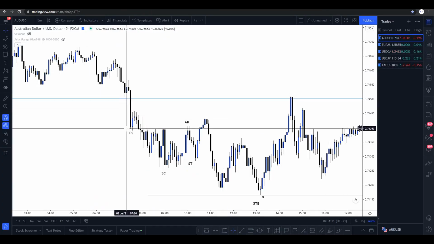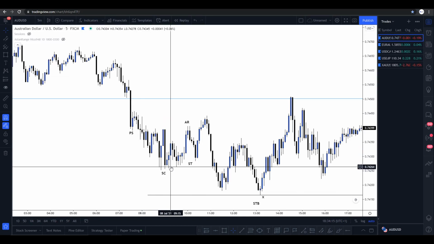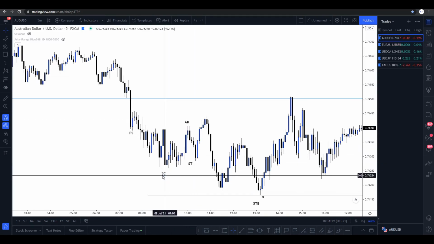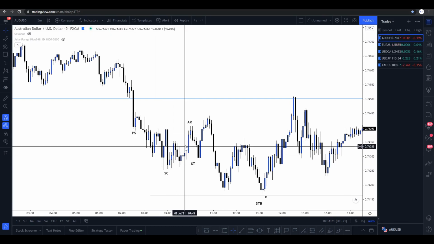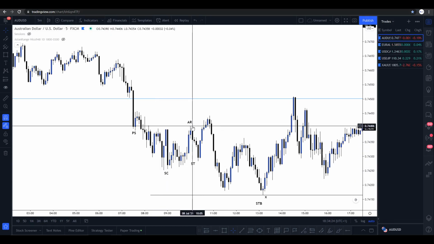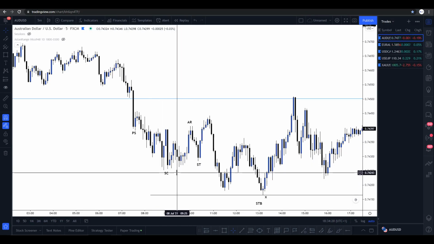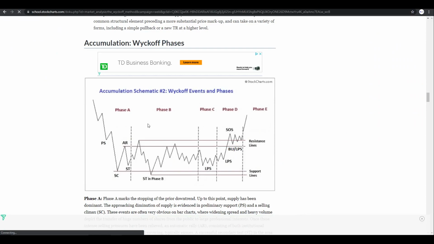So technically this is that last pullback right here, followed by a major sell-off, followed by a big buy opportunity back up. So this is my selling climax. The automatic rally is just the finish of the selling climax, and this is the secondary test where the market pushes down to retest the area of the selling climax.